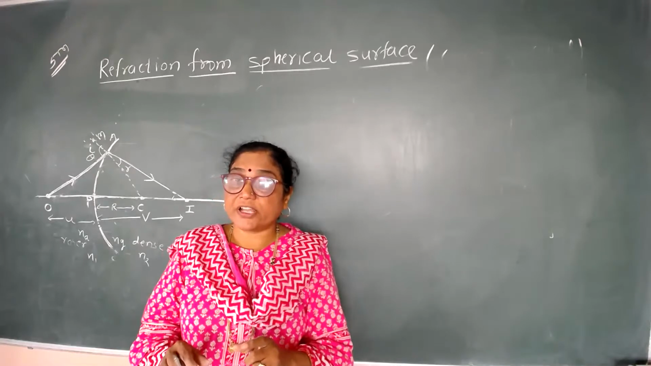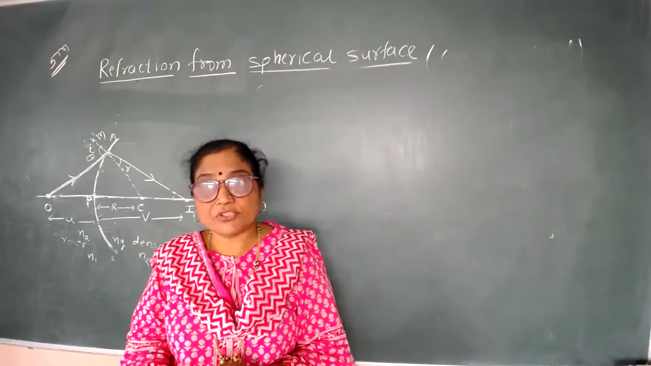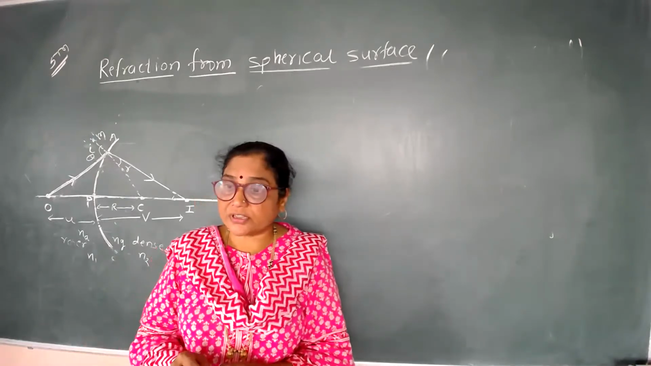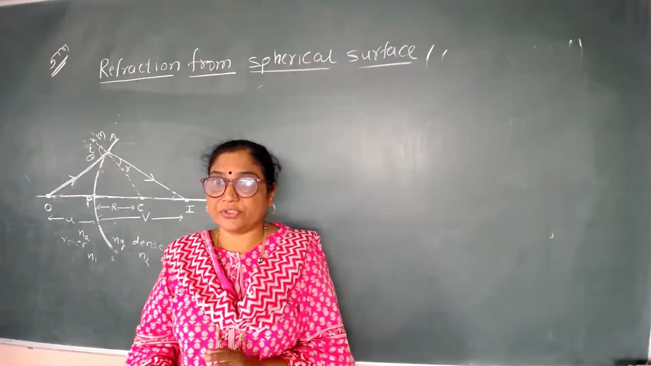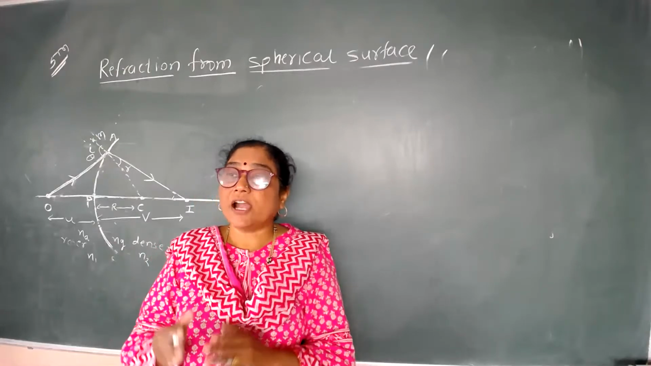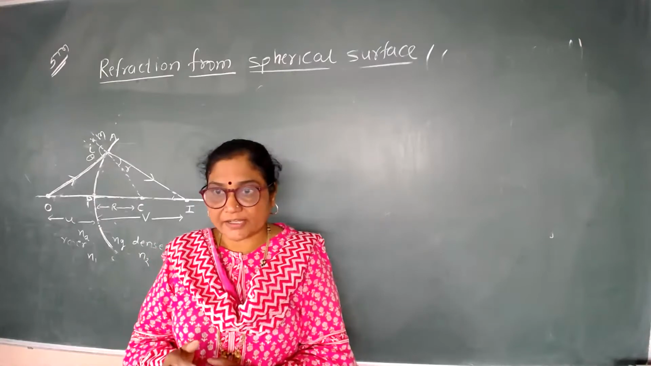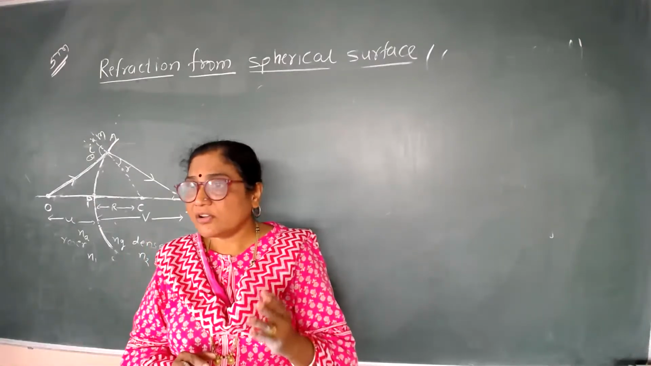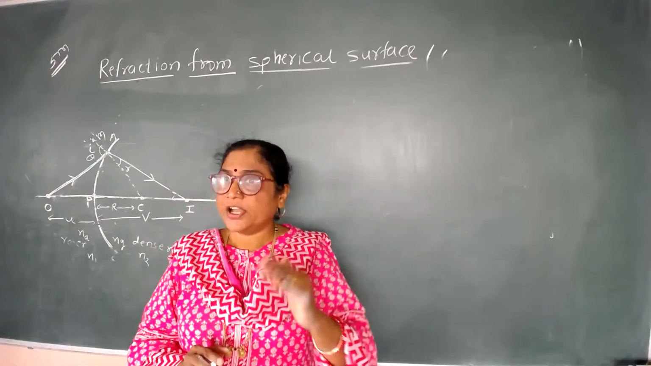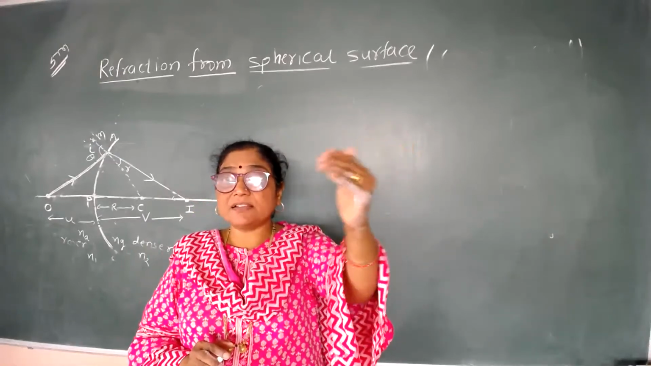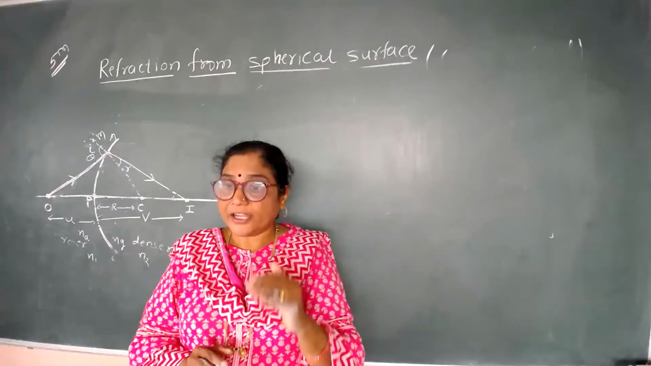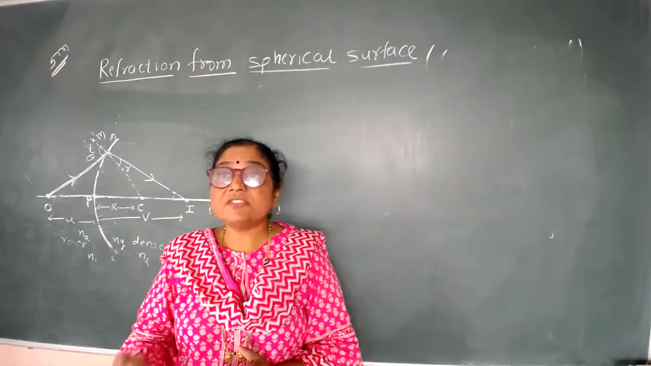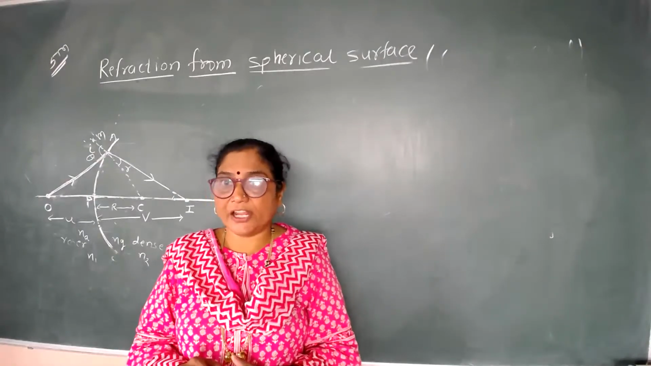If it is in the incident ray direction, we take it as positive. If it is in the opposite direction, we take it as negative. So we apply the Cartesian sign. Height above the principal axis is considered positive. Height below the principal axis is considered negative.